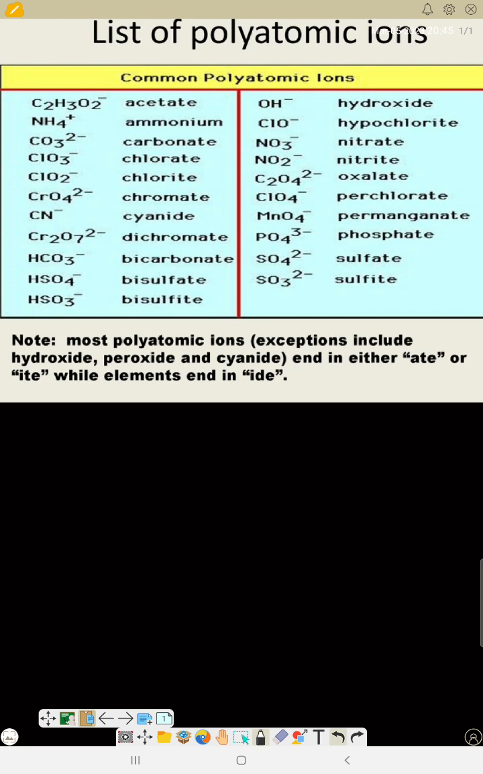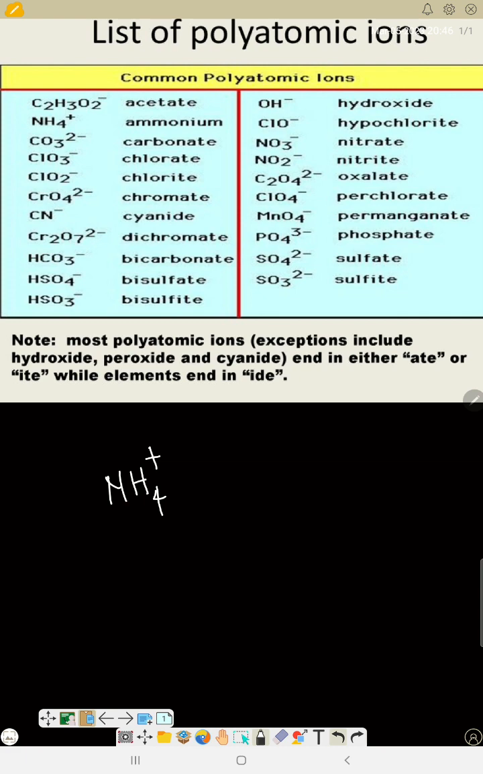So now look at the list of polyatomic ions. In this polyatomic ion, each compound here will carry charge, so they are radicals. So now we have NH4 here. You will see that the charge on NH4 is plus.